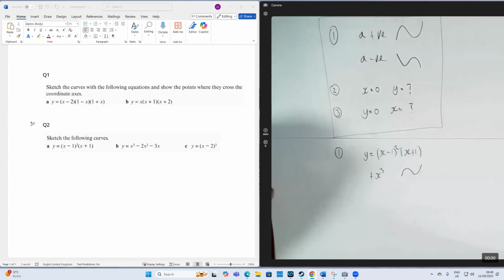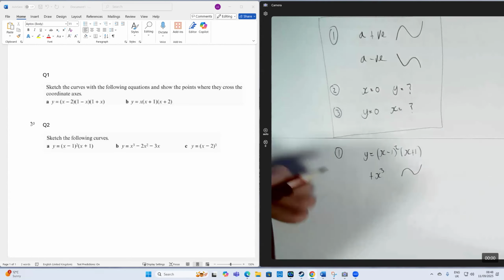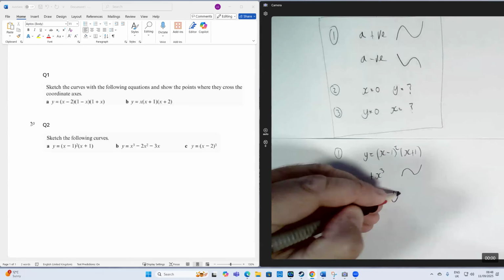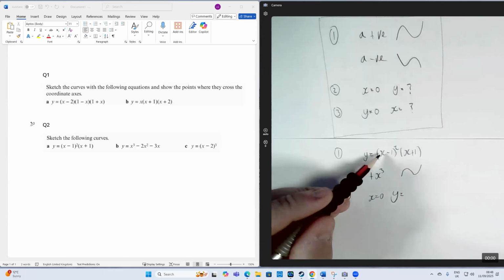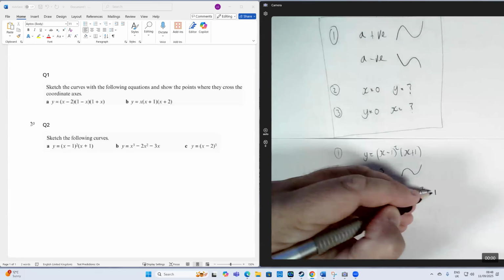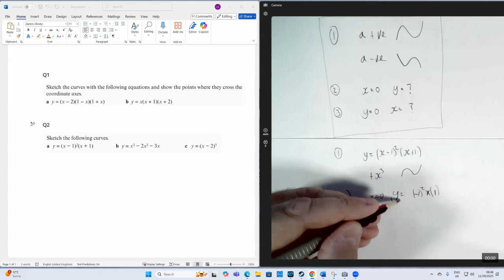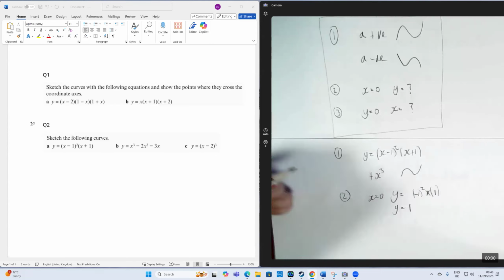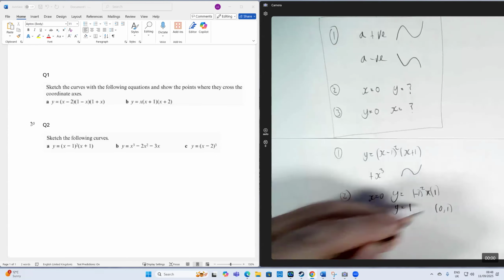Next, what do we need to know about the next thing? The next thing is question 2. When x equals 0, what is y going to be? When x is equal to 0 here, we're going to have (-1) squared times by 1. So that is going to equal 1, it's going to intersect at 1. So the y-intercept is going to be at the coordinate (0, 1).